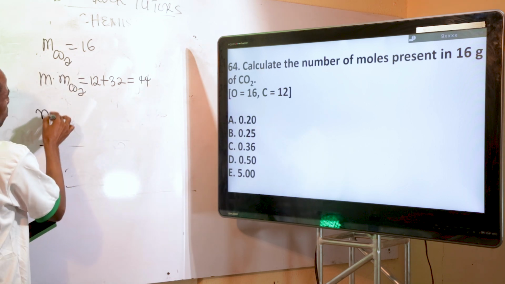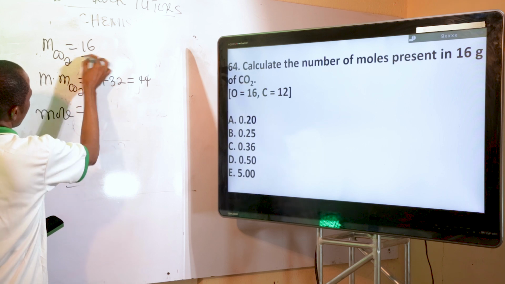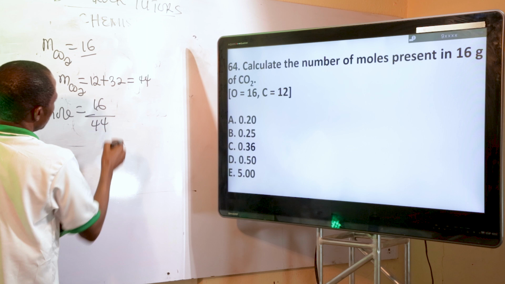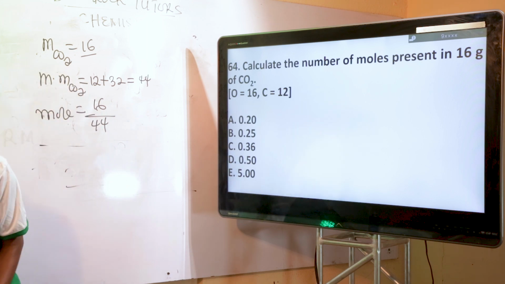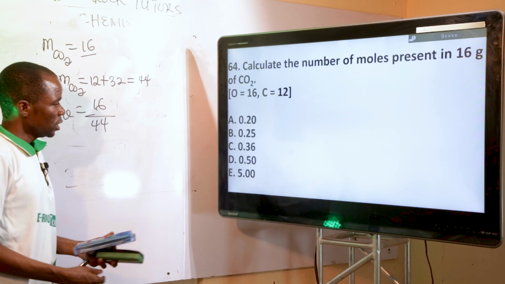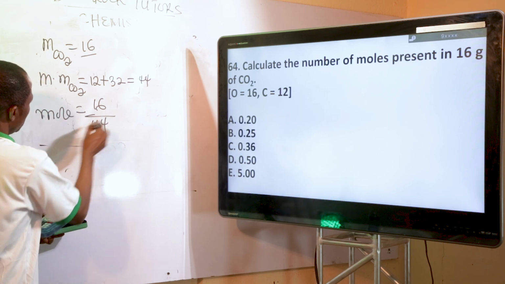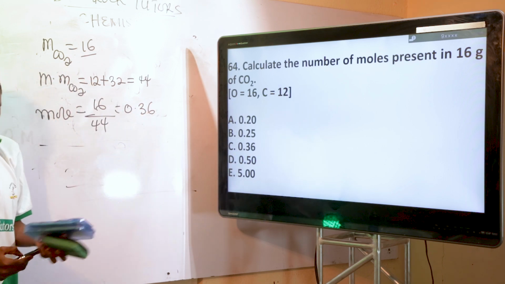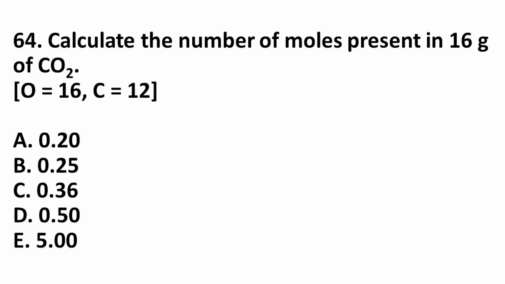So which means the mole is going to be the mass, which is 16, divided by the molar mass, which is 44. And using our calculator, 16 divided by 44 gives us 0.36. And if you look at the options, that is definitely option C. So the correct answer for this is option C.